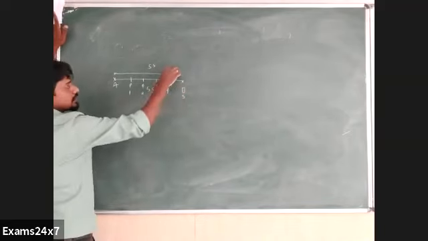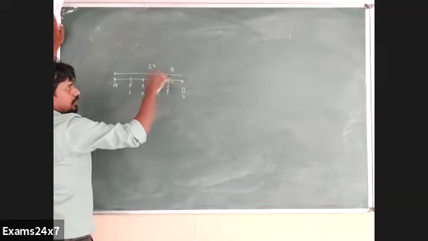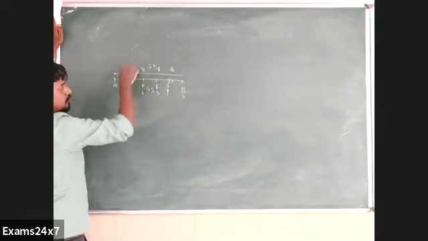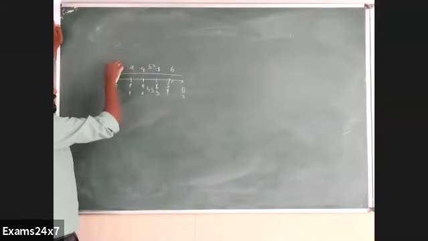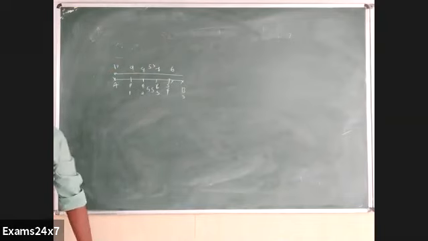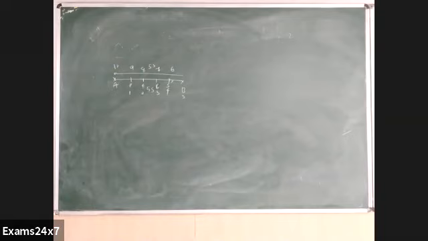When coming back, in the 6th second it will be S. 7th second, it will be R. 8th second, it will be Q. 9th second, it will be P. 10th second, it will be A. Correct? It is covering equal distance in equal intervals of time. That is given, acceleration is constant.